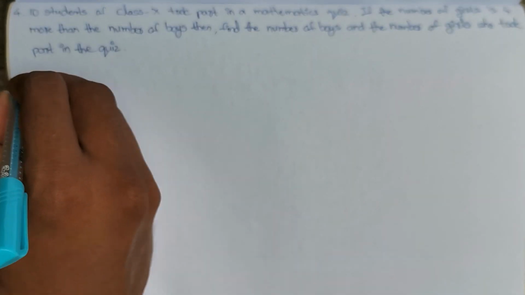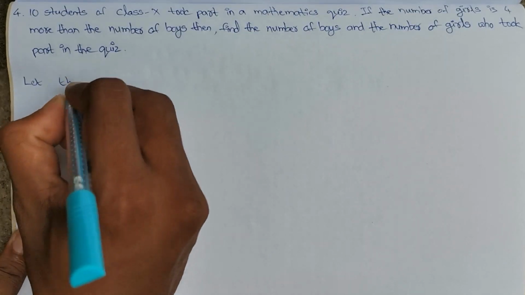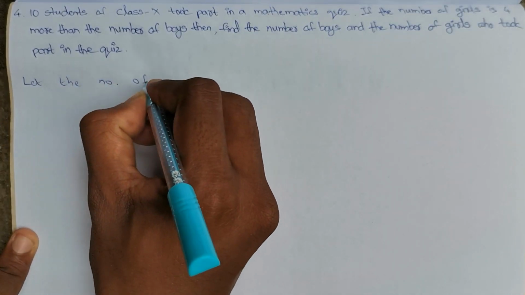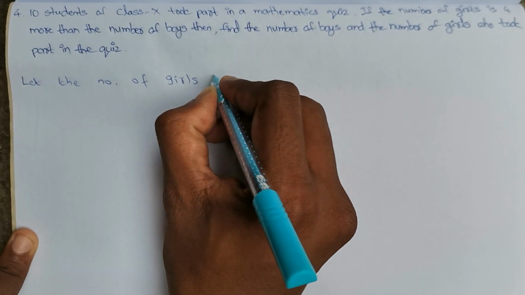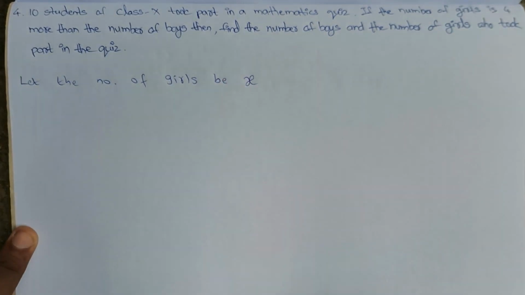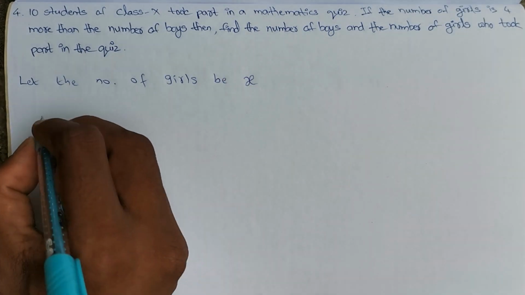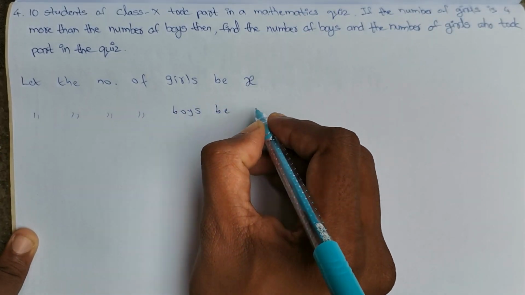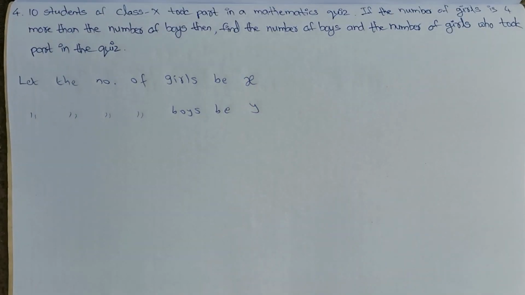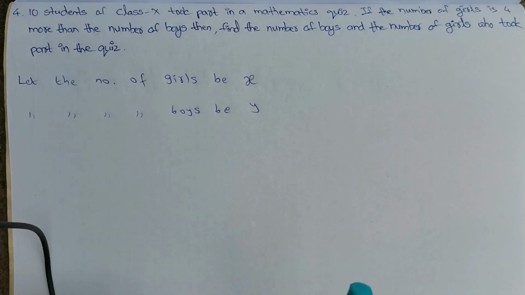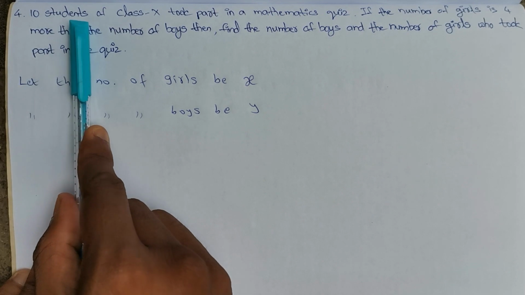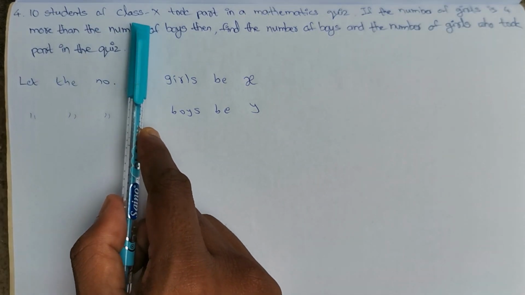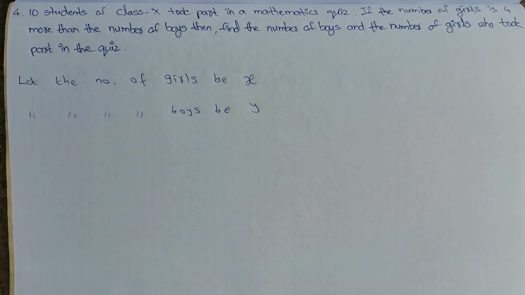So what I am doing, let the number of girls be some constant x. The same way, let the number of boys be y. Now if we observe, the first line itself says 10 students of class 10. So in the 10th class, only 10 students are there. So in those 10 students, some students are girls and some students are boys.